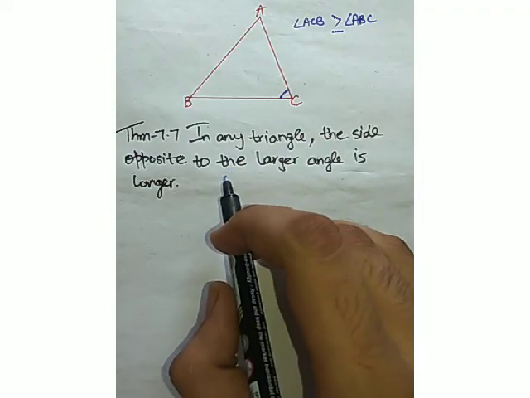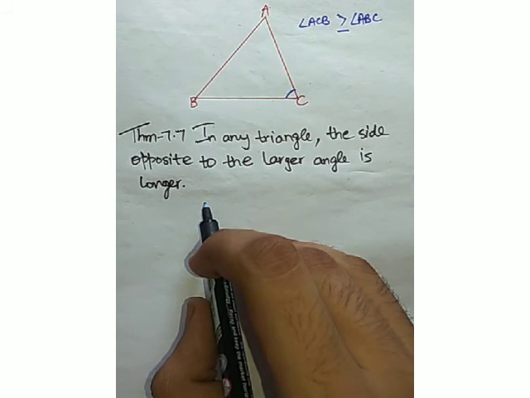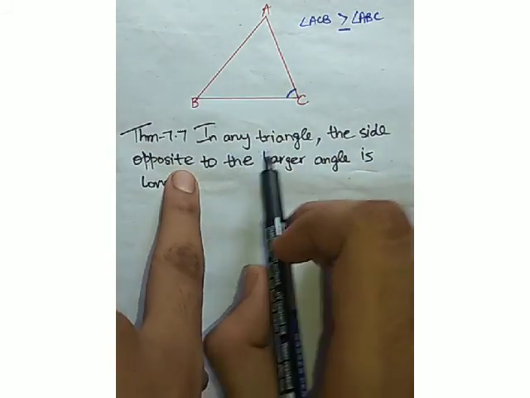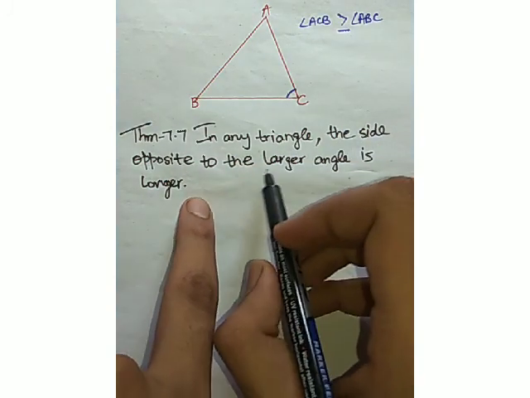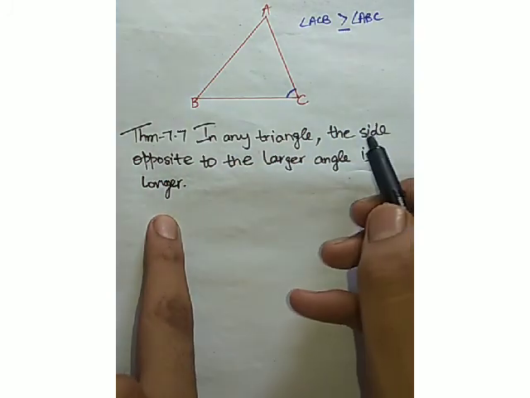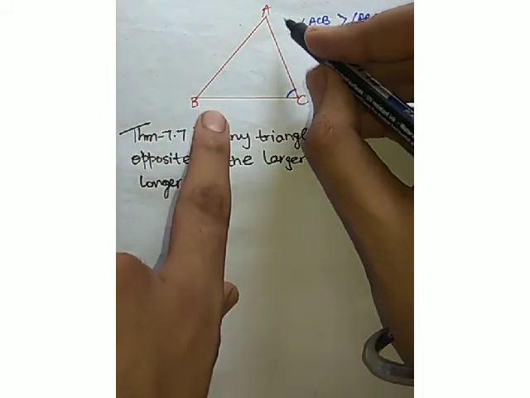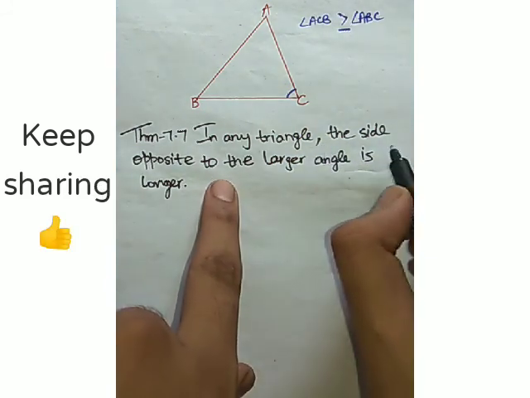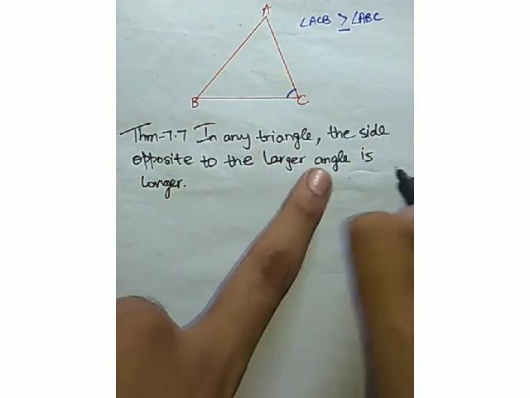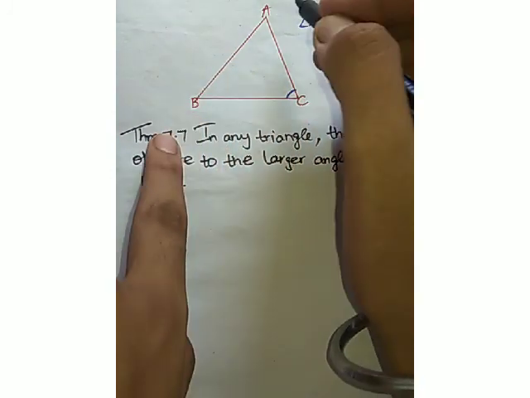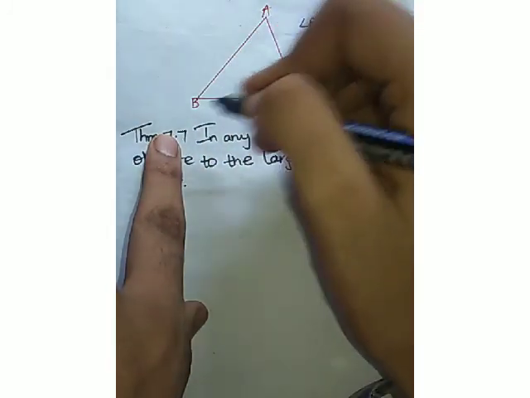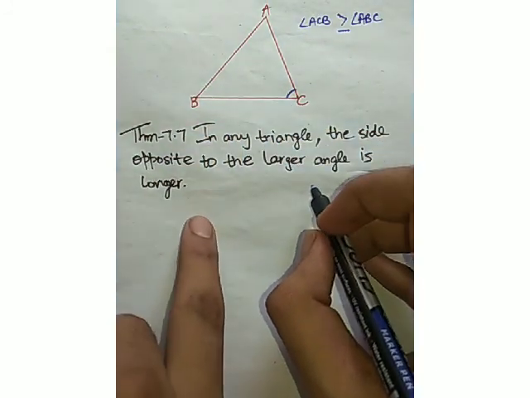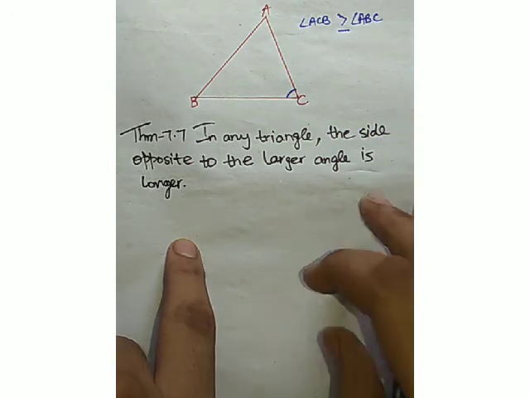This is the statement of theorem 7.7. Now I have taken the same diagram. It states that in any triangle the side opposite to the larger angle is longer. In this diagram, consider that C, that is ACB, is the larger angle. So what is it stating? That the side opposite to the larger angle, that is AB, will also be considered as a longer side or greater side. Okay, so this is the statement of theorem 7.7.